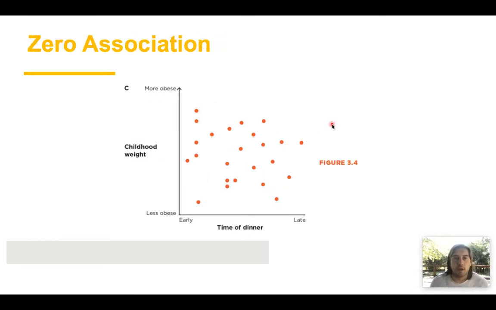And then, of course, you can measure an association where the variables are unrelated to one another. So here we have childhood weight and the time when your family eats dinner. They're uncorrelated. They're not associated with one another. And so there's no perceivable relationship here. It's just sort of random. It's literally buckshot, right, up against the wall.